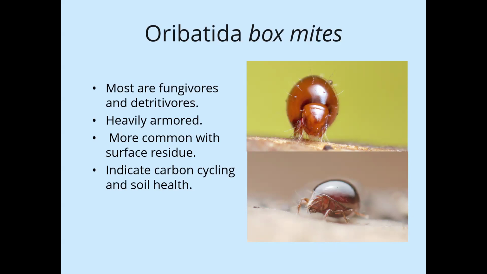It's kind of a jungle down there. You would find more of these on a farm where there's a lot of surface residue, maybe a no-till system, and they're involved in carbon cycling. And people use them often as indicators of soil health. So box mites are probably a good sign for carbon cycling.